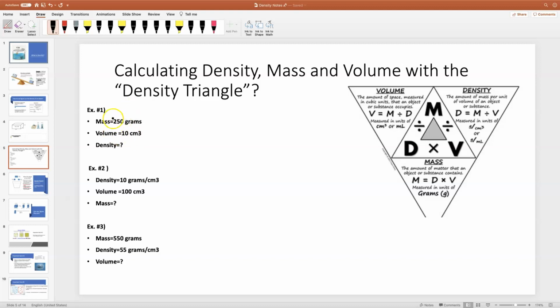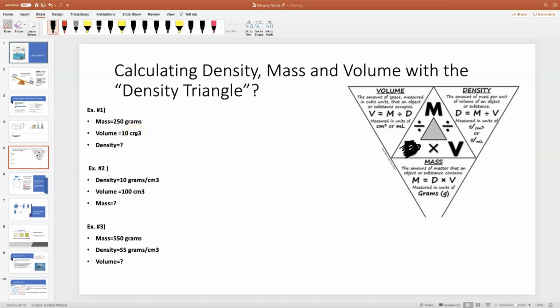So if we go over to this first example here, you can see that they told you the mass is 250 grams, and you have a volume of 10 cubic centimeters, which means they're going to ask you for the density. So I put a question mark next to density. It's the density which is missing. So using our density triangle, it tells us to do mass divided by volume. So in this case, you simply would do 250 divided by 10.